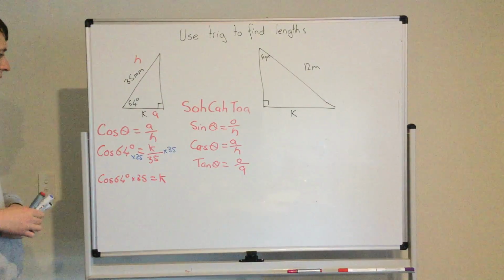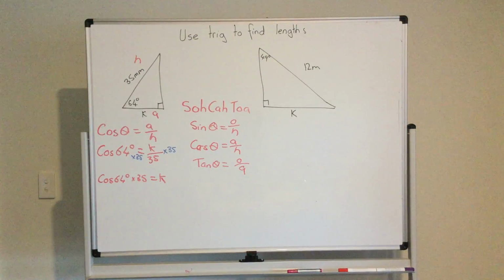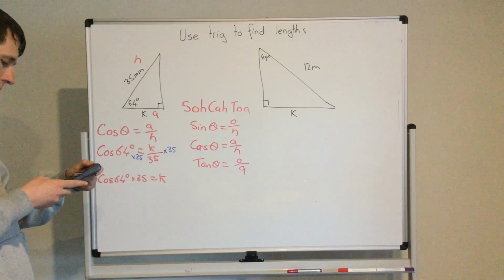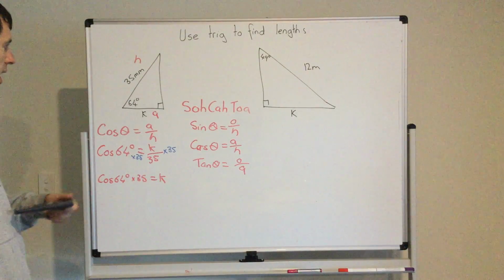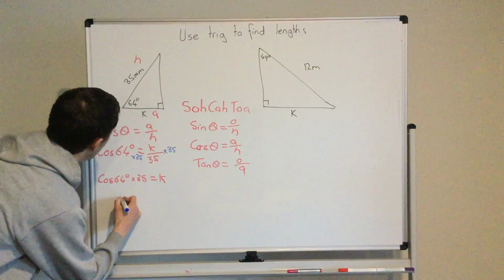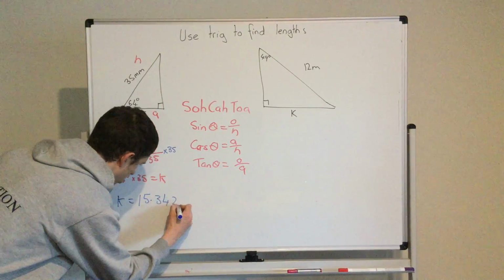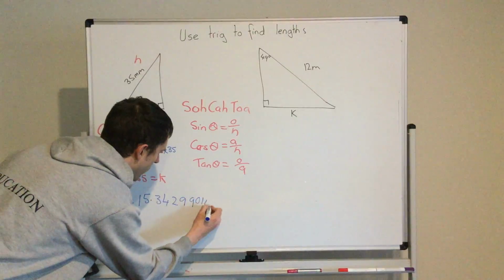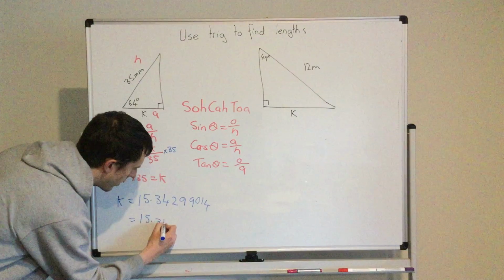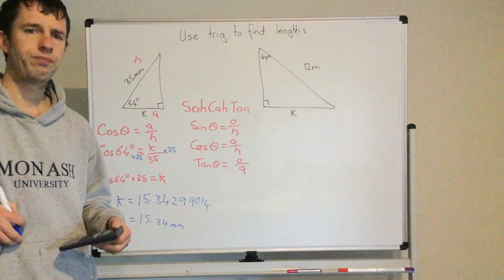So now that we've found out what K is, all we need to do is plug it into a calculator. Cos 64 times 35. And we have found K is 15.34299014, but I'm going to round it to 15.34 millimeters. We always need to put our units on.